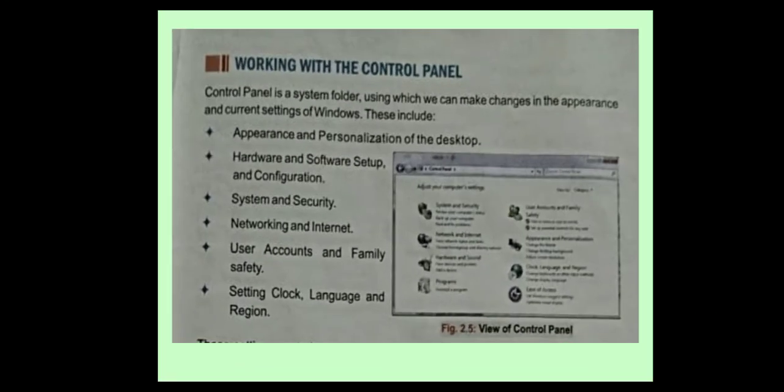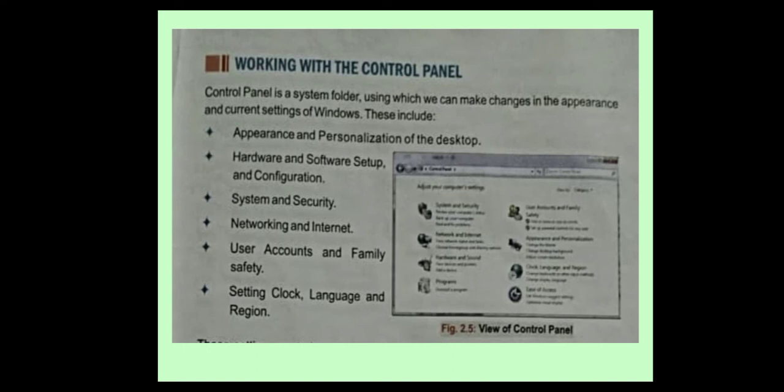Next one is working with the control panel. Control panel is a system folder using which we can make changes in the appearance and current settings of Windows. The Windows control panel is a system folder in which you can make changes to appearance and settings, just like your computer's settings option. You can change appearance, size, font, everything. You can even make security accounts through control panel.